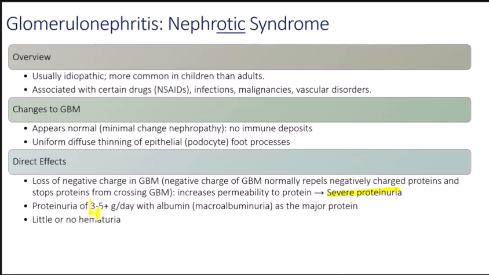We shouldn't have protein in our urine, but up to 3 to 5 grams per day can be seen, with the main protein, as already mentioned, being albumin. And so albumin will end up in the urine in large amounts, and we call this macroalbuminuria. For some reason, there is very little hematuria with nephrotic syndrome. So you can certainly see the differences between the two types of glomerular nephritis, nephritic syndrome and nephrotic syndrome.